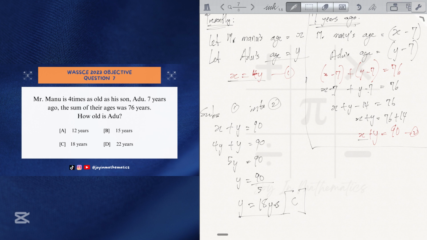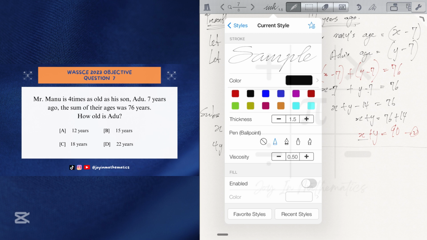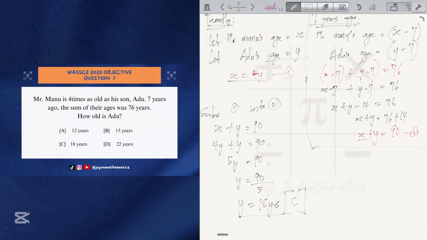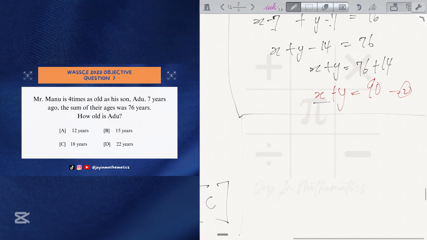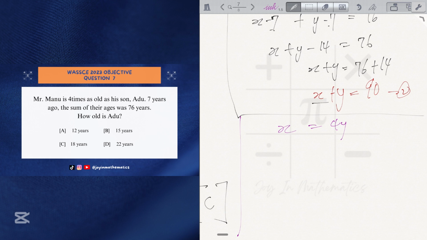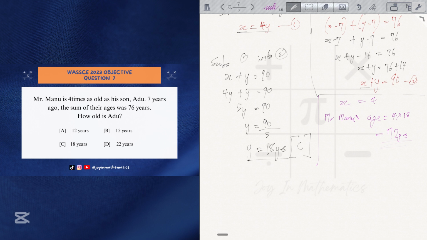Now we might ask, what about Mr. Manu's age? Mr. Manu's age will just be 4 times Adu's age. So let's solve separately. Remember, from equation 1, x is equal to 4y, and x is Mr. Manu's age. So Mr. Manu's age will be equal to 4 multiplied by 18, which is 72 years. So Mr. Manu's age is 72 years, but Adu's age is 18 years.